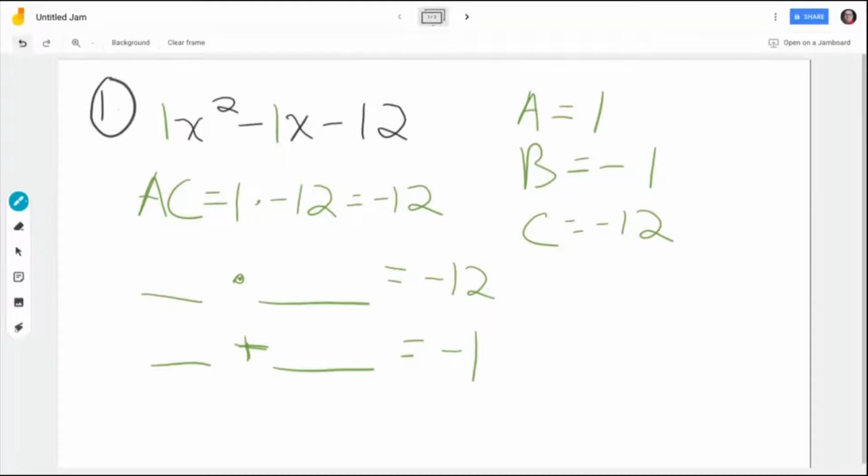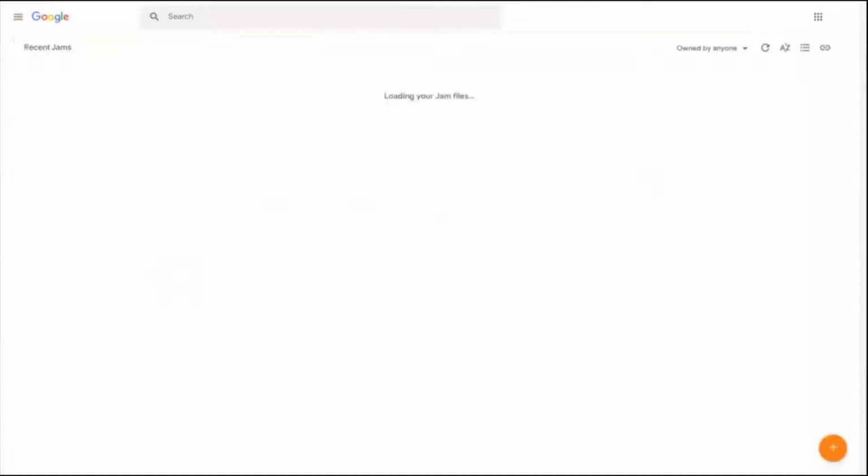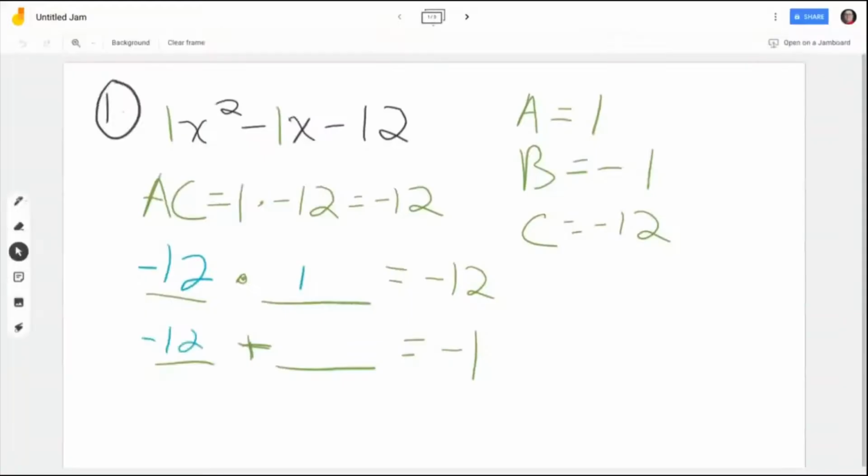There we go. Let's try some different numbers. Well, this 12 and 1. Let's make the 12 negative. Why not? But when we add that up, we don't get negative 1 again. So let's, oh, I have closed my Jamboard. Let's open it back up. There we go. And let's erase these.